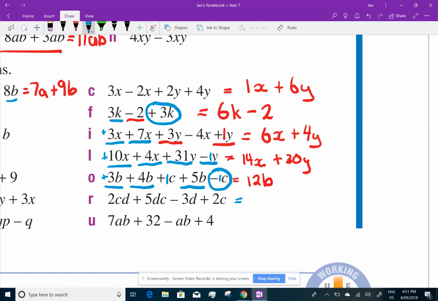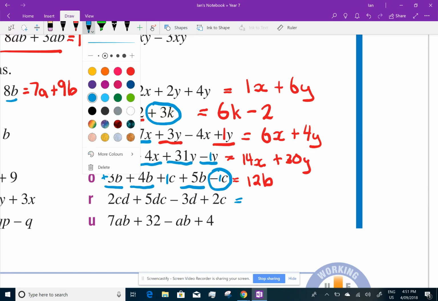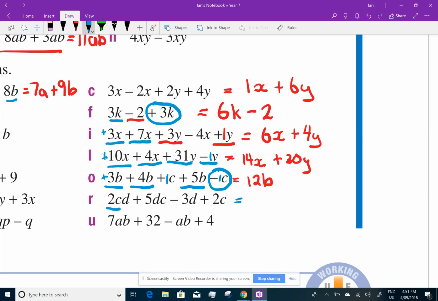All right, now we're going to get a bit complicated. Let's have a look here. We've got a plus CD and a DC. But remember, they're the same. So we'll write them alphabetically. You should never write them DC. It should be CD. So plus 2CD plus another 5CD. That's 7CD.